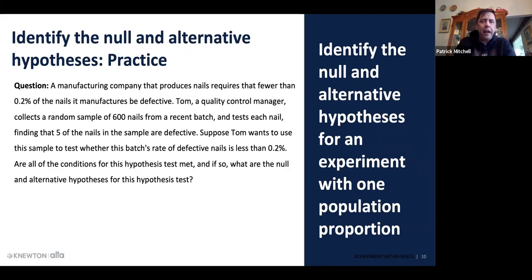Next example: a manufacturing company that produces nails requires that fewer than 0.2% of the nails it manufactures be defective. Tom, a quality control manager, collects a random sample of 600 nails from a recent batch and tests each nail, finding that 5 of the nails in the sample are defective. Suppose Tom wants to use this sample to test whether this batch's rate of defective nails is less than 0.2%. Are all of the conditions for this hypothesis test met? And if so, what are the null and alternative hypotheses for this hypothesis test?